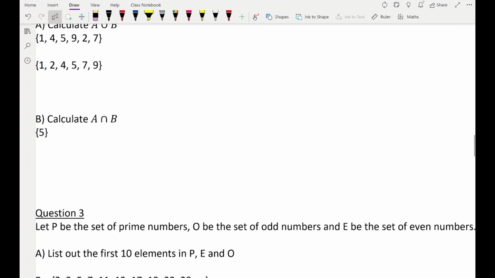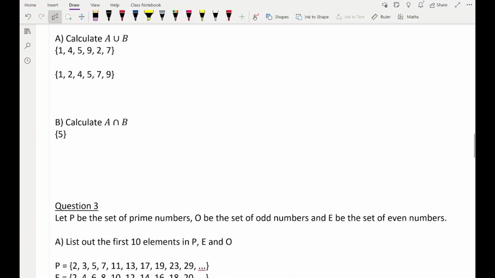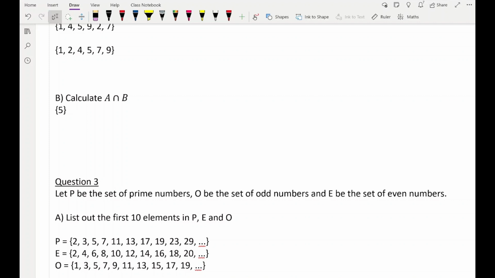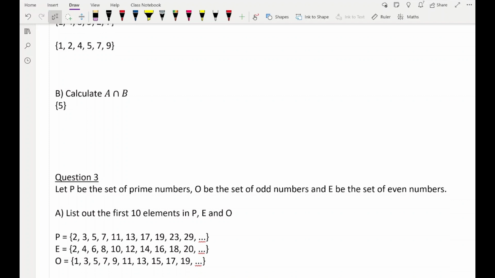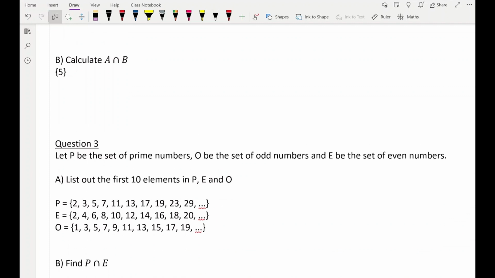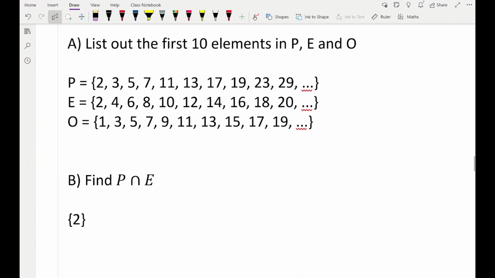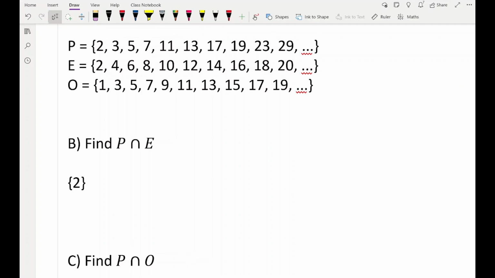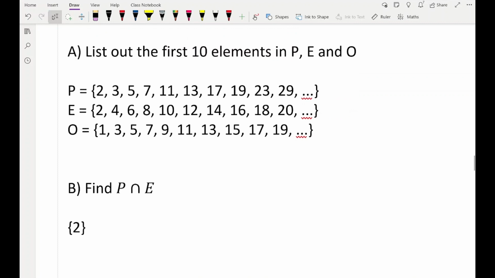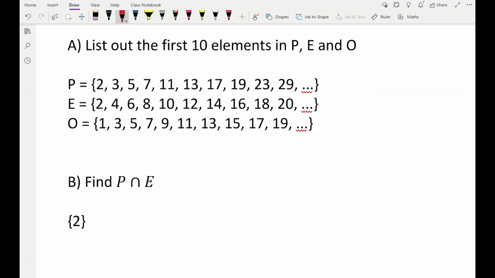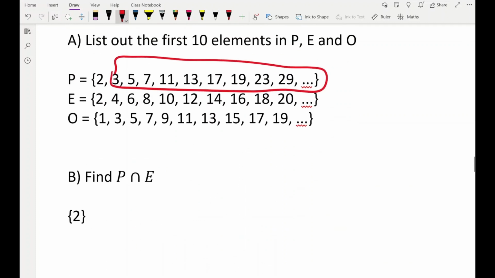All right, next one we're going to do is the set of prime numbers, odd numbers, and even numbers. So we can list out the first 10 elements in those sets and we get something that looks like this. Then we can start doing intersections. So if I'm looking for primes intersecting with even numbers, well, the only number that's prime and even there is 2. So I'm going to put 2, that's the set. Primes intersecting with odd numbers, well, pretty much everything from 3 upwards that's a prime number is also an odd number. So you're basically going to get this set, which is all that stuff there.